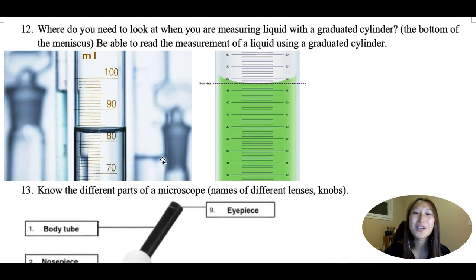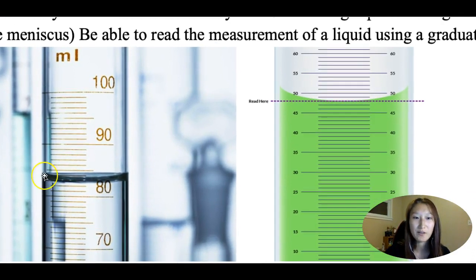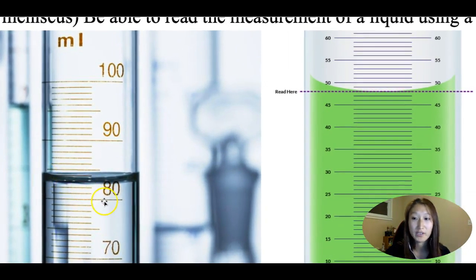Where do you need to look when you're measuring liquid with a graduated cylinder? You want to read the bottom of the meniscus, which is something you do need to know about. A lot of liquids would have either a meniscus going down or a curve going up. With water, for example, the curve is always going down because of the surface tension and how water interacts with itself and with the side of your measurement instrument. So this is cohesion and adhesion doing its thing. Here, you want to read the bottom of the curve.